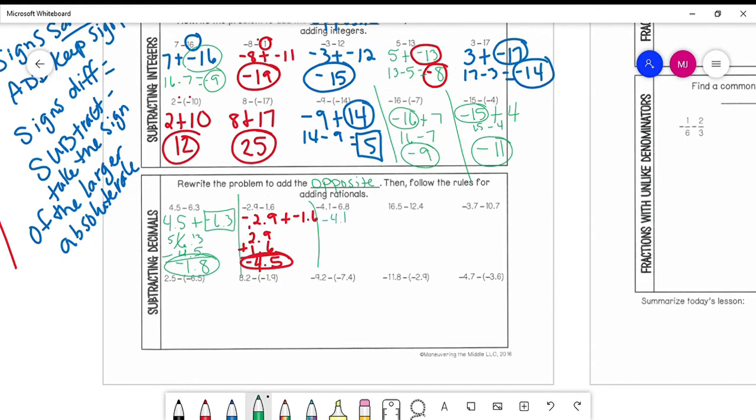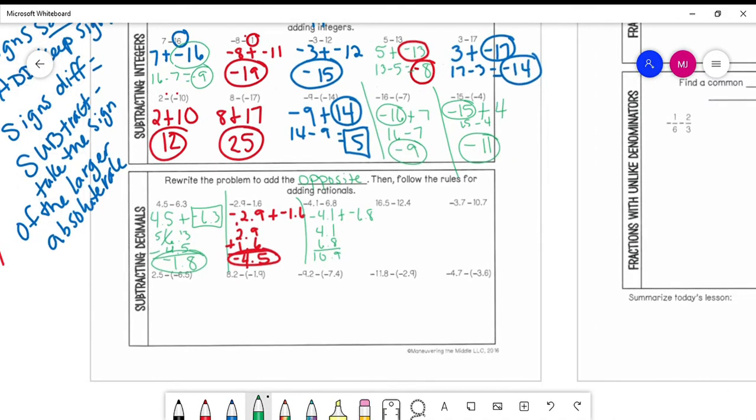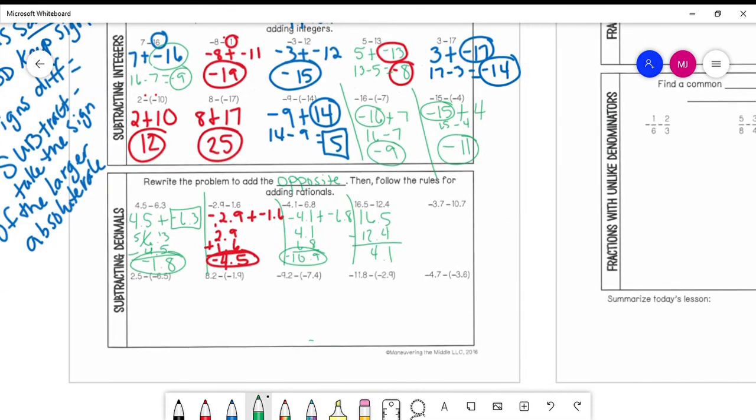Keep the first number. Add the opposite. Signs are the same, you add them. Both of them are negative, so my answer is negative. Keep the first number. This one is just subtraction. If you notice, your first number is larger than your second number, so you can skip the add the opposite if you want to and just subtract like you would in kindergarten. So 5 minus 4, 6 minus 2, and 1 minus 1, and you have 4.1.